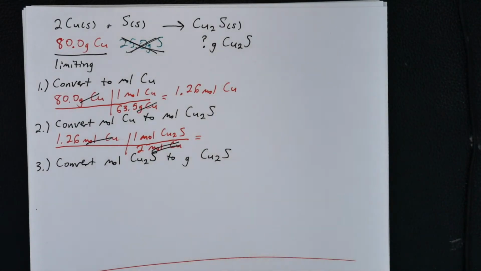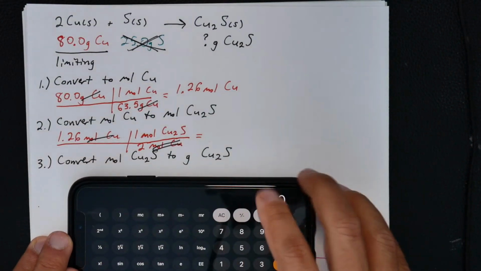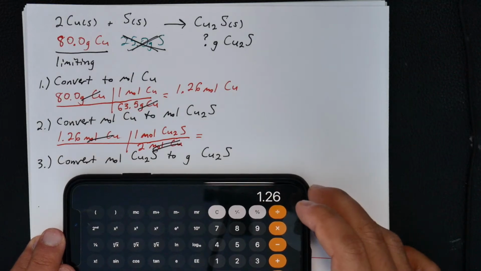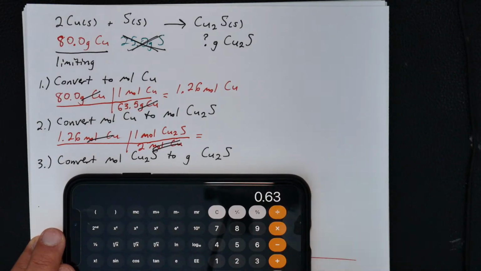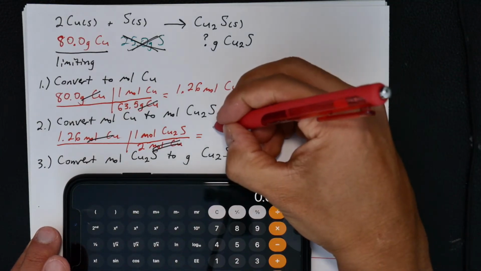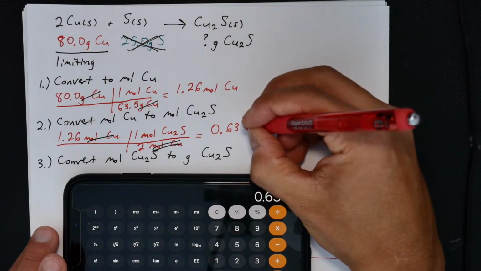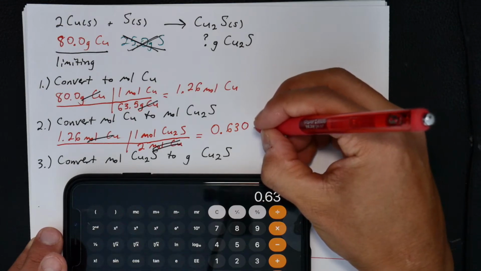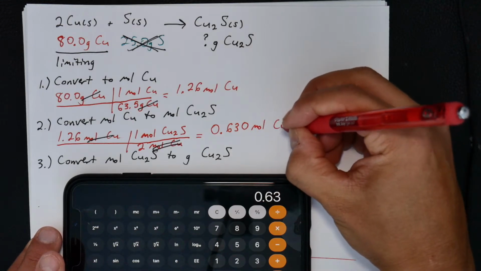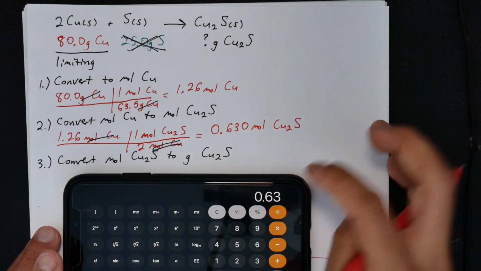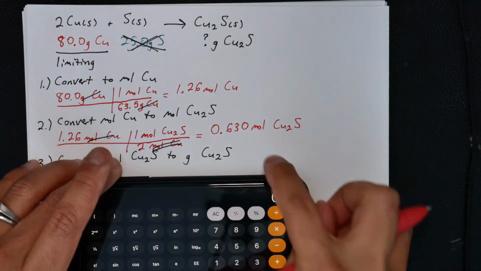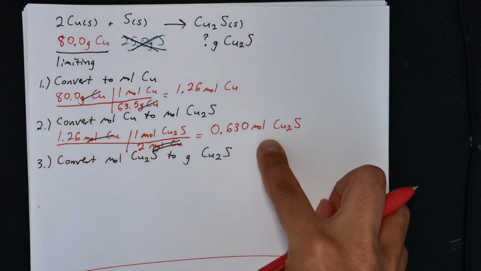So if we do this out on our calculator, we will take 1.26 divided by 2 equals, and we get 0.63 moles. We're going to add a 0 just to keep it 3 significant figures. Moles of copper 1 sulfide. I keep saying copper 2, it's copper 1 sulfide. So here's our moles of copper 1 sulfide.